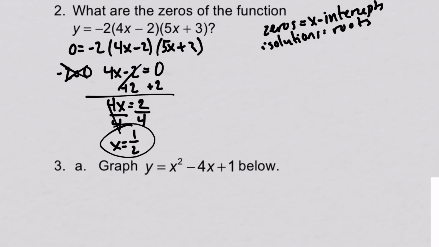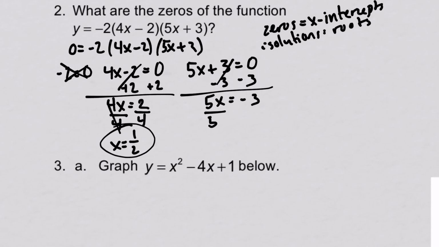That's the first one. The other one I need to solve also. 5x plus 3 is equal to 0. I'm going to subtract 3 from both sides. So I get 5x is equal to negative 3. And then I'm going to divide by 5. And so x is equal to negative 3 over 5. Those are the two zeros, or x-intercepts, or solutions, or roots. They all are equivalent to each other.